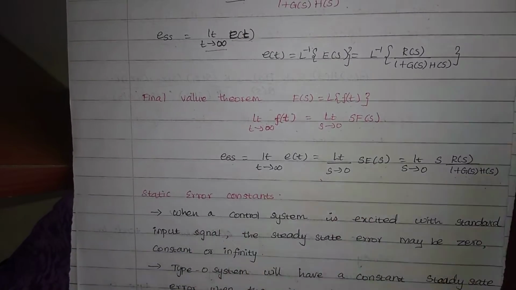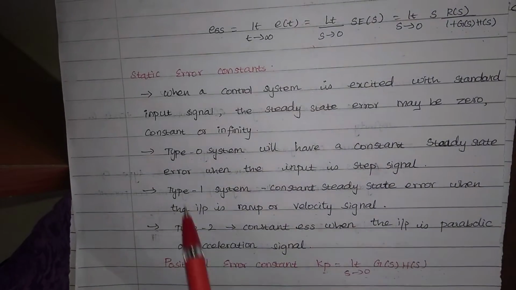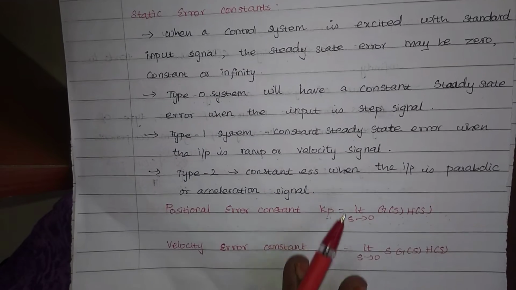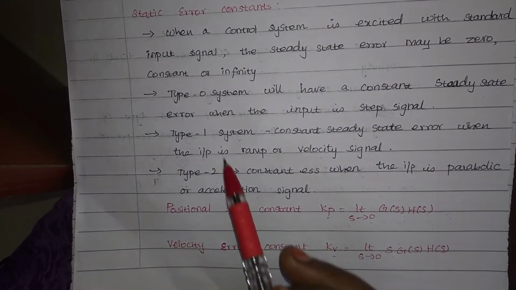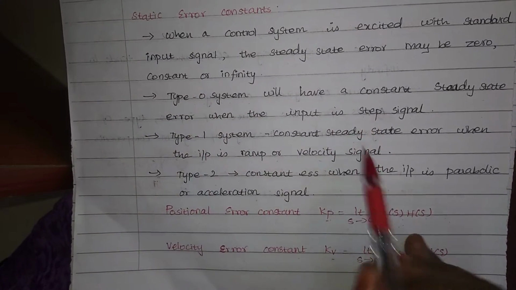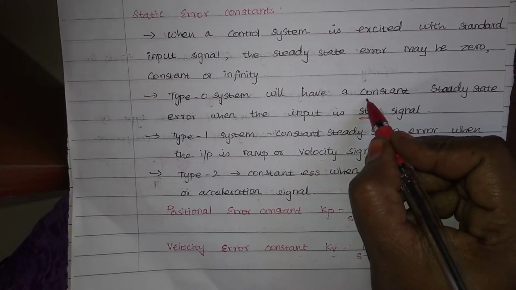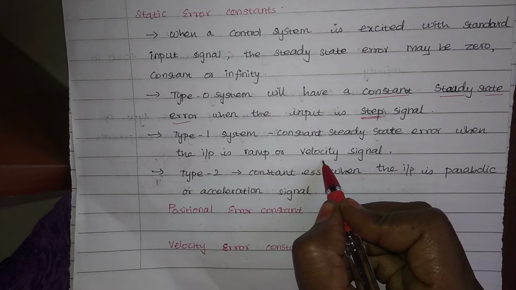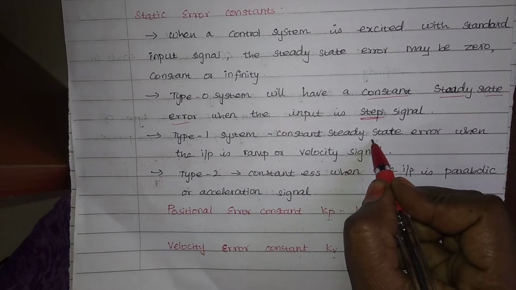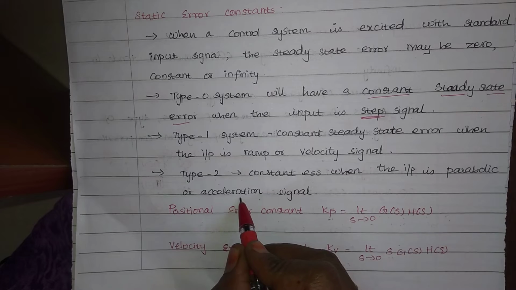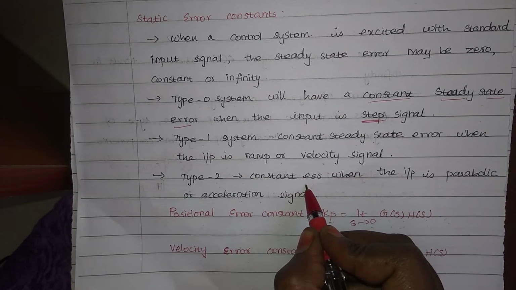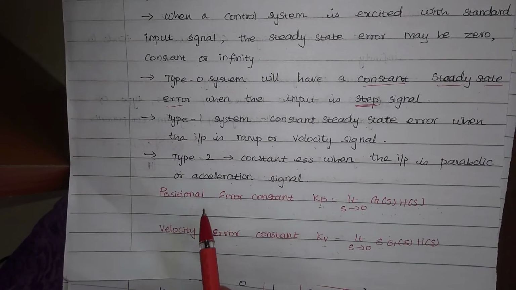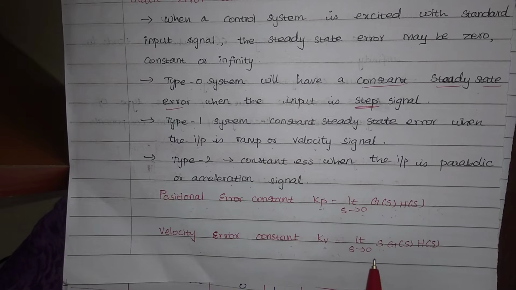Next, static error constant. There are three error constants. One is the positional error constant, the velocity error constant, and another one is the acceleration error constant. For a type 0 system, when the input is a unit step, we have a constant steady state error. For a type 1 system, when the input is a ramp or velocity signal, we get a constant steady state error. For type 2, the input signal is acceleration, and we get a constant steady state error. Mainly we remember these three formulas, that is positional, velocity and acceleration error constants.